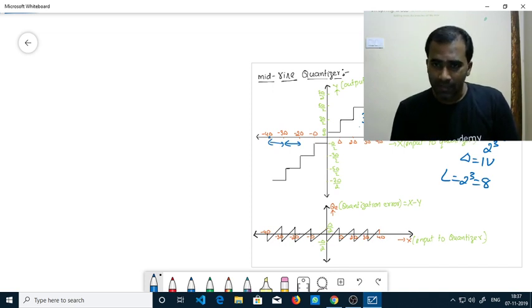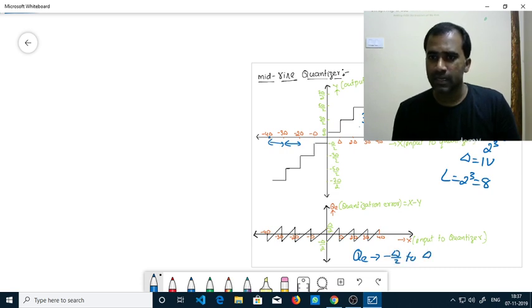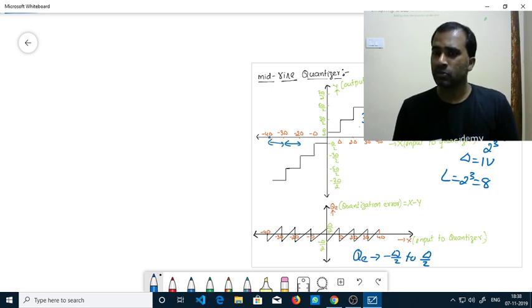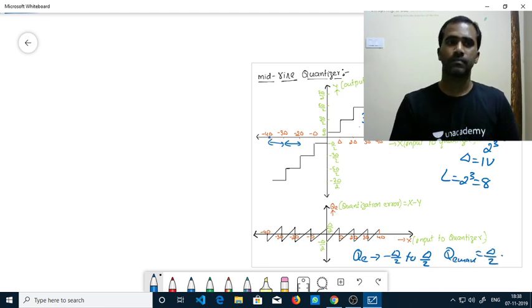So if you observe the errors, the quantization error is always ranging from minus delta by 2 to plus delta by 2. You can see this. In this region from 0 to delta, the error is ranging from minus delta by 2 to plus delta by 2. Similarly, in this region also the same thing is happening. In every region, the same thing is happening. Error always goes from minus delta by 2 to plus delta by 2. And the maximum quantization error is how much? It is only delta by 2, right?